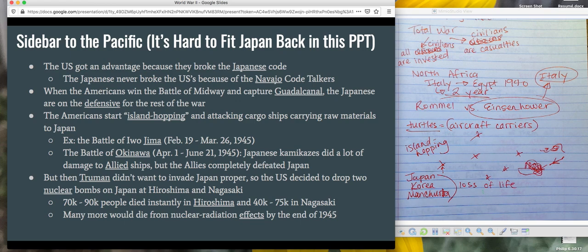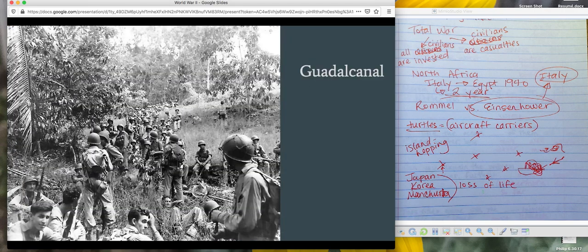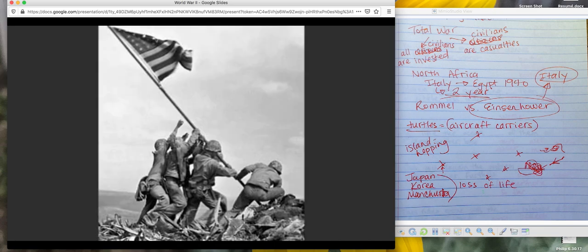It's just horrifying. It really is. It's just absolutely horrifying. So here's a picture of Guadalcanal. That was earlier in the PowerPoint as well. Here is a picture from Iwo Jima. This is the really famous one of the Marines raising the flag.